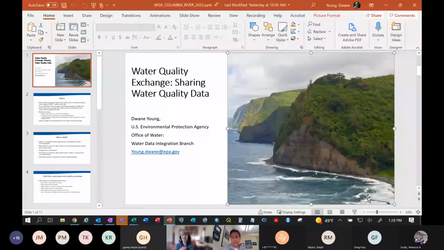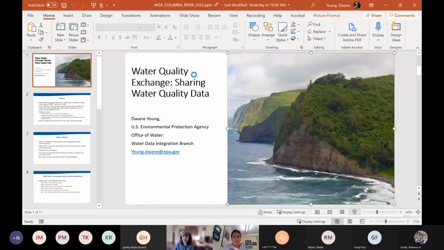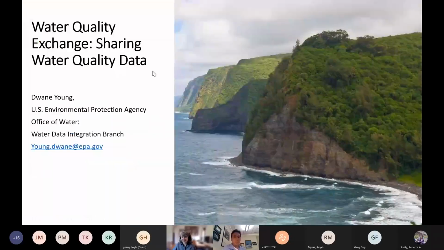Are you able to take control? Yep, I should be able to. Sorry, we here at EPA headquarters are starting into our beginning phases of getting back into the office. I'm in the office today, and I have not had to present from the office for 2 years. So there's a little bit of growing pains trying to get my computer to do what I expect here. I think I'm close. We can see your slide presentation now. All right, you see it? Yes. Excellent.